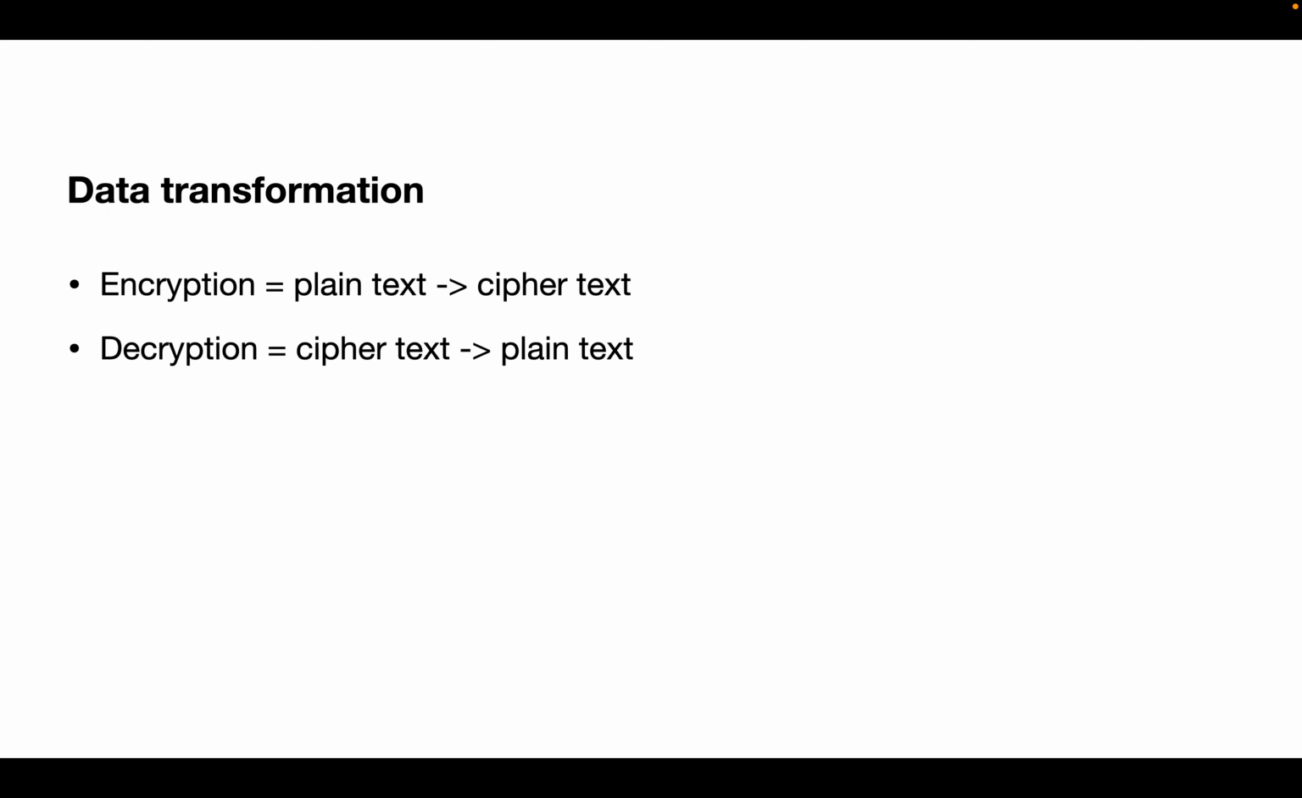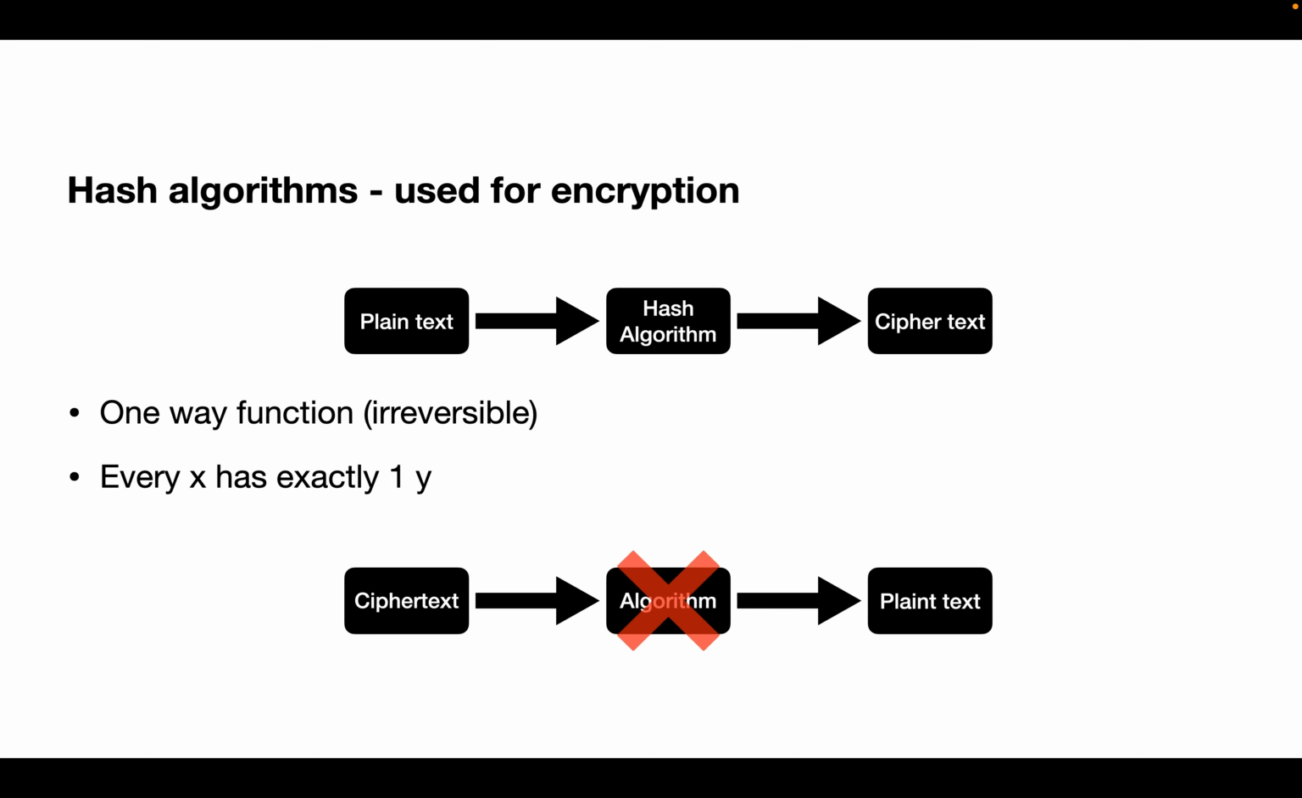So when you transform plaintext into ciphertext, it's called encryption. And the reverse of that is decryption. It's when you have a scrambled message and you turn it back into the original message. So hash algorithms can be used for encryption, and that's their main use in cryptography.